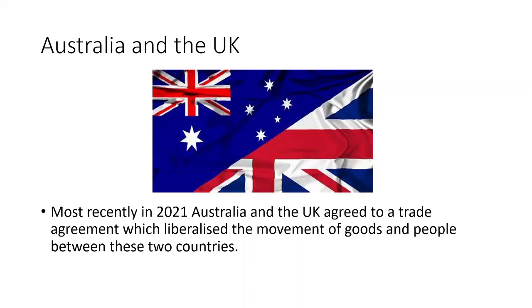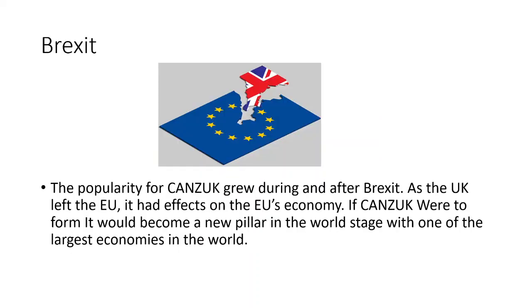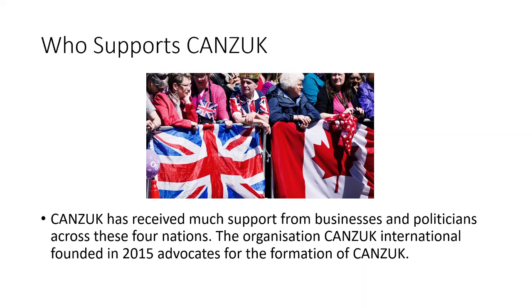views regarding democracy. Most recently, in 2021, Australia and the UK agreed to a trade agreement which liberalised the movement of goods and people between these two countries, which was, of course, another step forward to the possible creation of CANZUK. The popularity for CANZUK grew during and after Brexit. As the UK left the EU, it had effects on the EU's economy. If CANZUK were to form, it would become a new pillar in the world stage with one of the largest economies in the world.